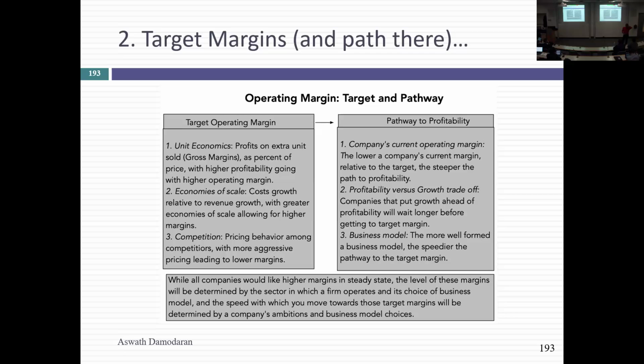Second stop, I'm going to ask you, what kind of margins will this company make? Not right now, but in steady state. So let's look at some of the things you're going to look at to make a judgment on whether to give your company a 40% margin or 10% margin. First and biggest factor is unit economics.